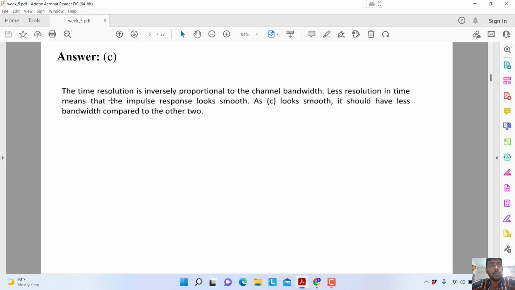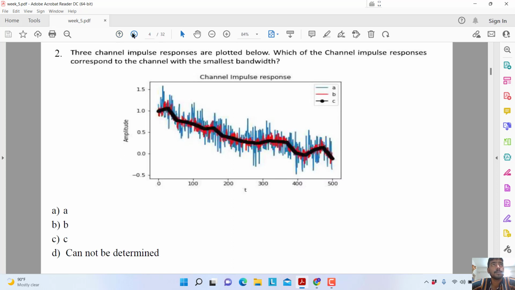So this is the explanation of this question. The time resolution is inversely proportional to the channel bandwidth. This we already saw in question number 1. So less resolution in time means that the impulse response looks smooth. As C looks smooth, it should have less bandwidth compared to the other two. C is the right answer.